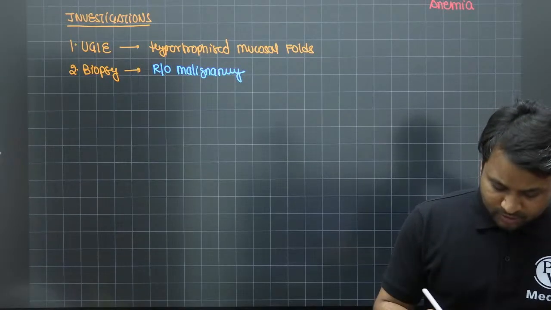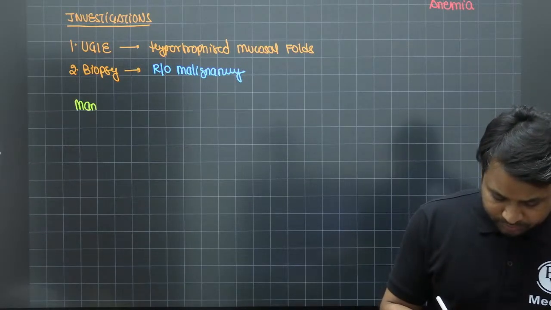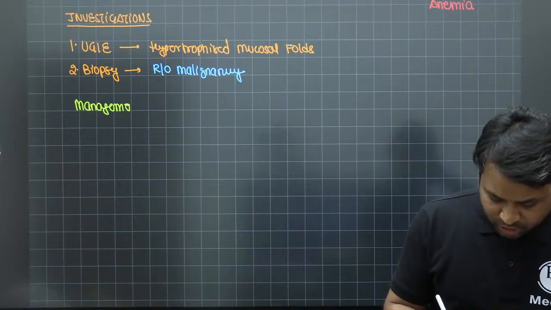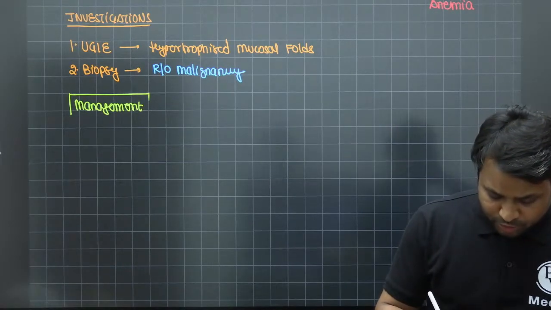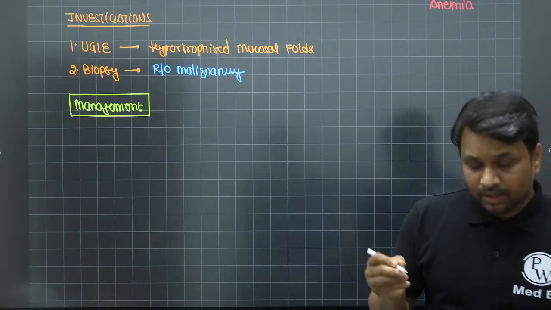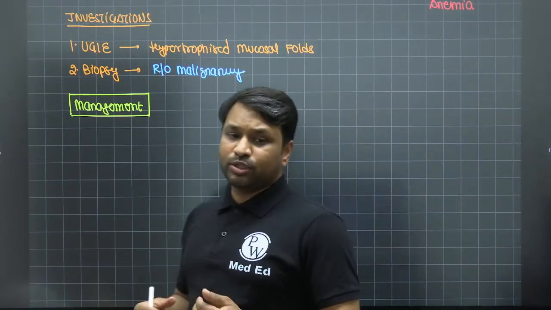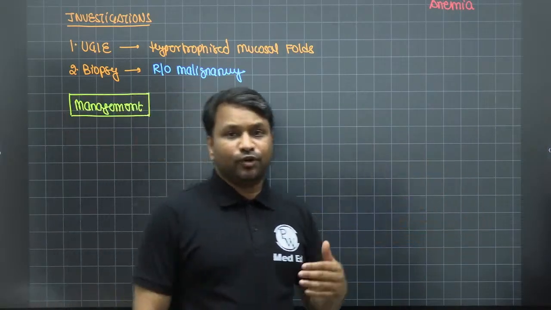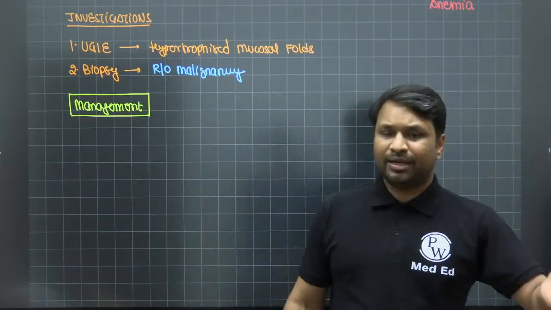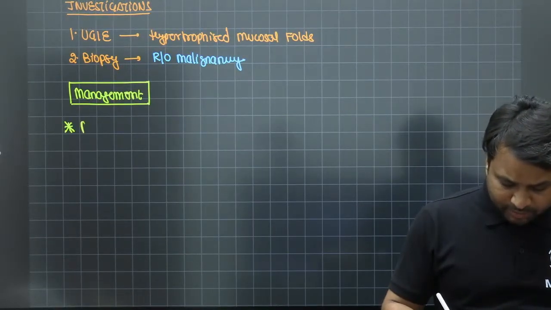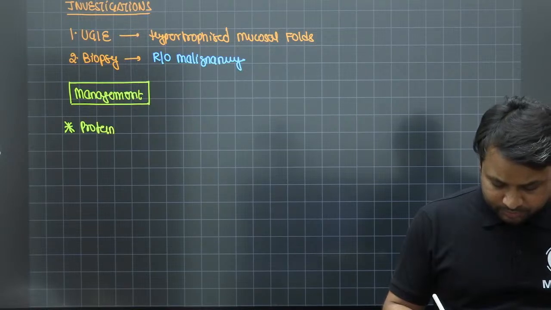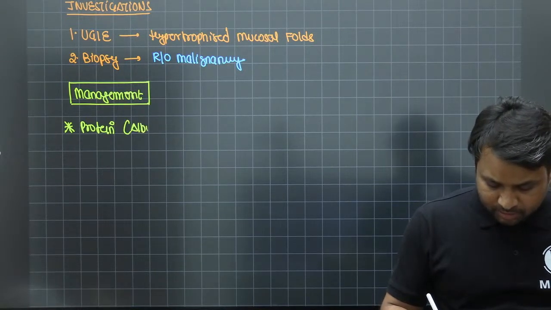Now, in terms of management, eventually, because it's a pre-malignant condition, you all know what you have to be doing. In a pre-malignant status, I know this is going to increase the risk for development of malignancy. You will address it, but initially I will try to give the patient protein supplementation, that is albumin supplement.